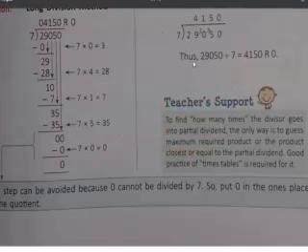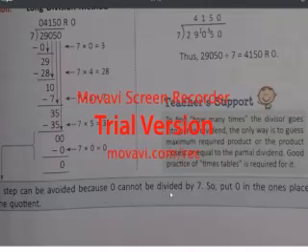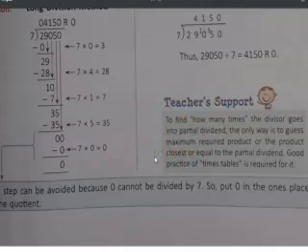To know how many times it will go, if 29 is there, then we should know that 7 4s are 28. So if you see, it has been said the step can be avoided because 0 cannot be divided by 7, so put 0 in the ones place in the quotient. If there is only 0, then by keeping the 0 in the quotient, we can leave this step. This is the last step, 0 minus 0 is 0.